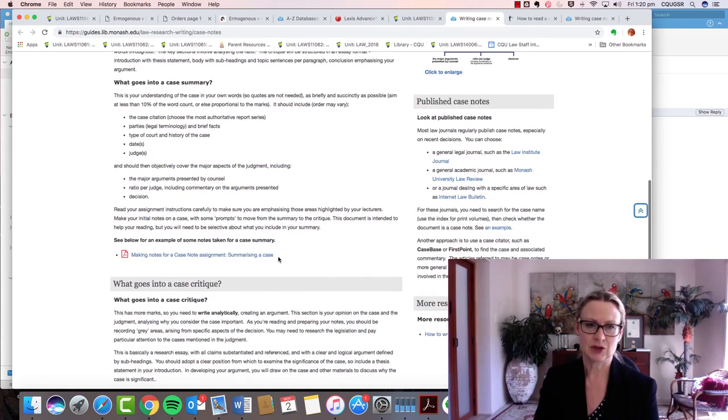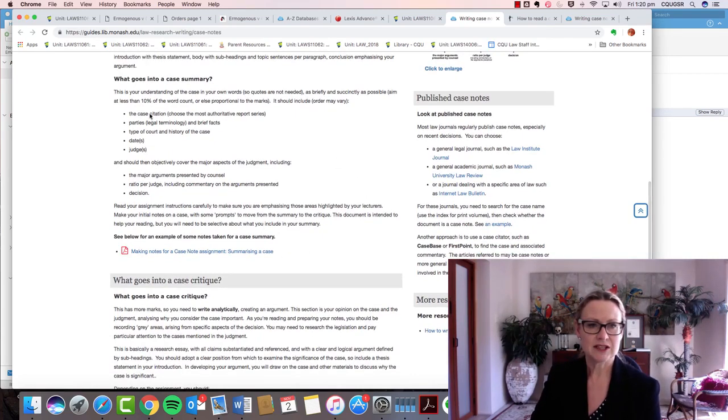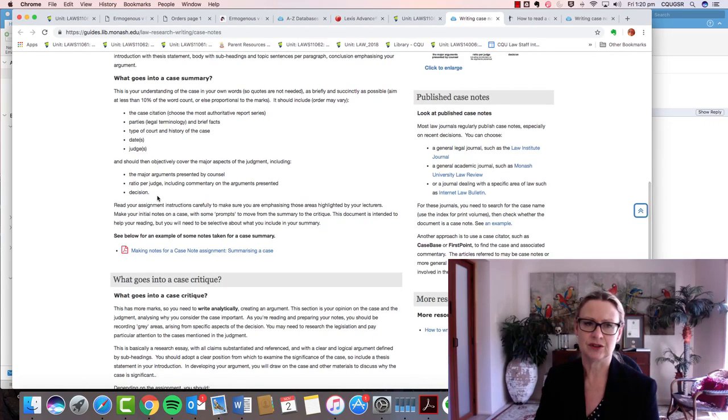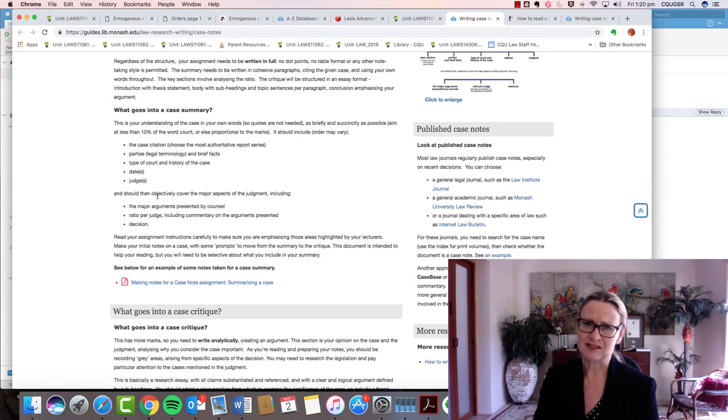What they are suggesting that goes in: case citation, parties, type of court, date, judge, major arguments, ratio, decision. Now, I would say you could distill that down further, because the case citation includes the names of the parties and also the citation to the reporting series as well, which will also include the year. So if you do one proper case citation, that will give you all of that information right there in the one-stop shop. Okay, so that's what I would say about that.